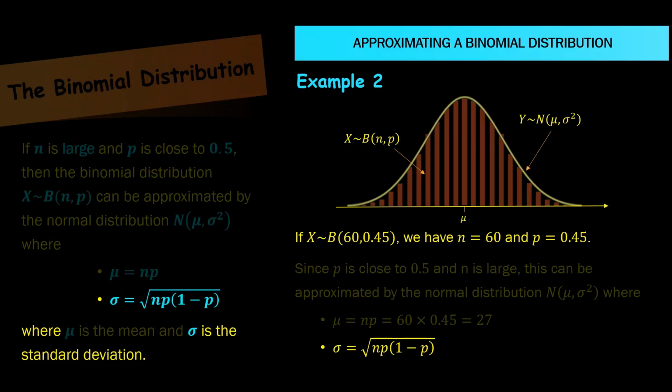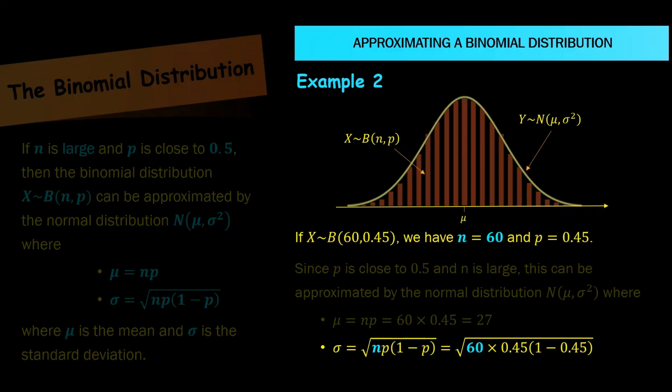And now for the standard deviation. This is equal to the square root of np times 1 minus p. So let's plug in the values. n equals 60, p equals 0.45 here, and 1 minus p, or 1 minus 0.45 here, giving us that the standard deviation is equal to 3.85.